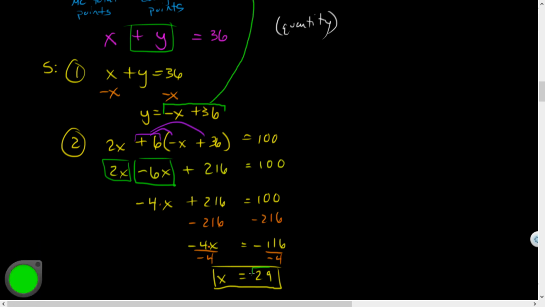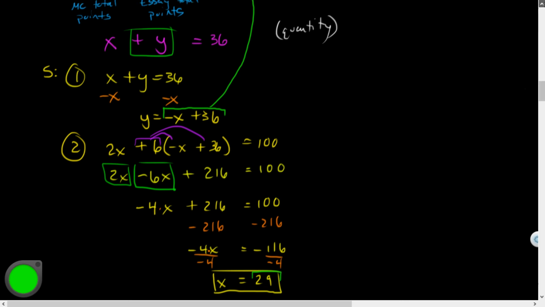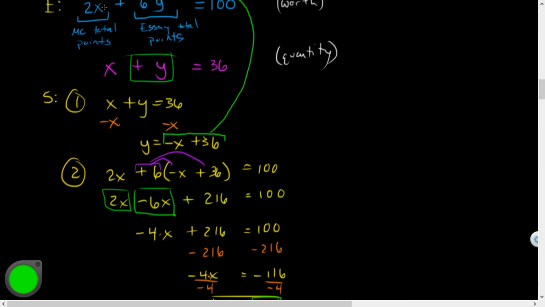Where should I plug it? I could plug it in for this equation's x. I could plug it in for this equation's x. Best place is this equation's x because this is already solved for y.